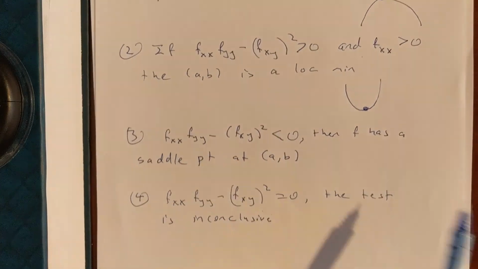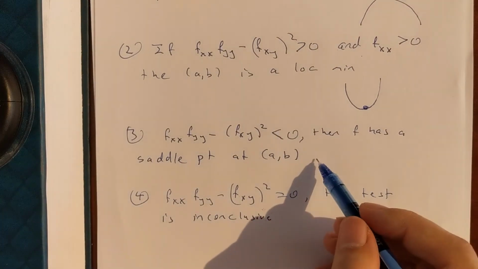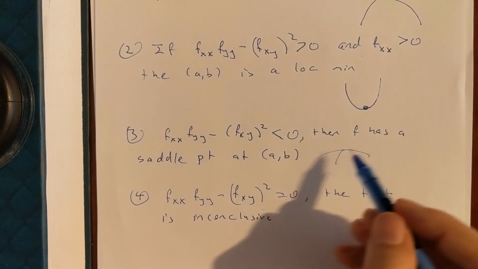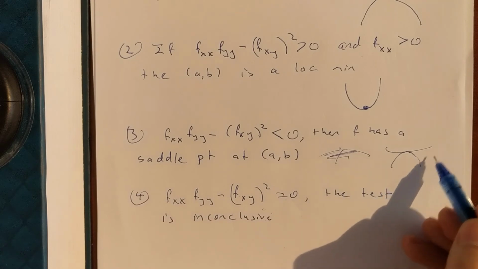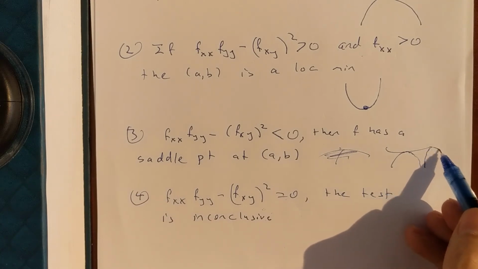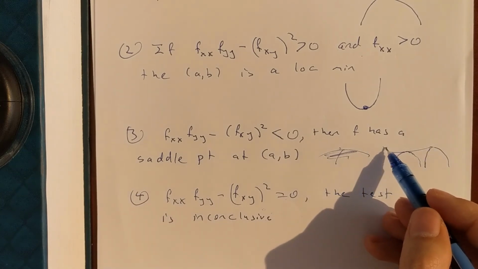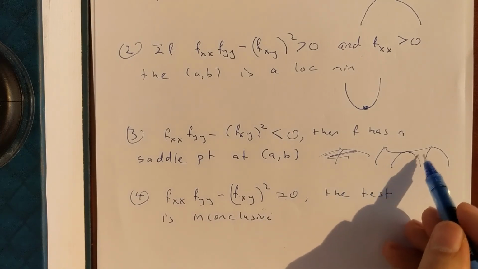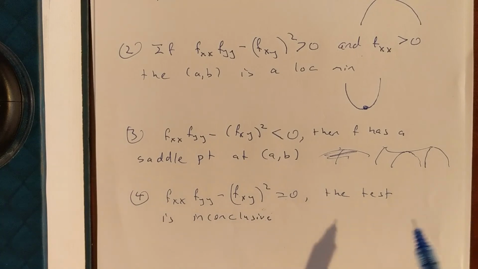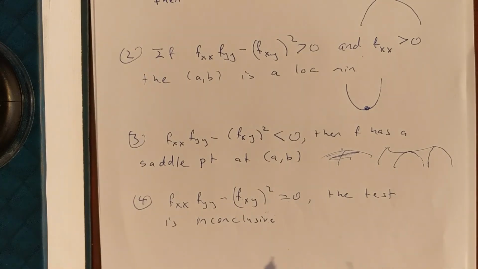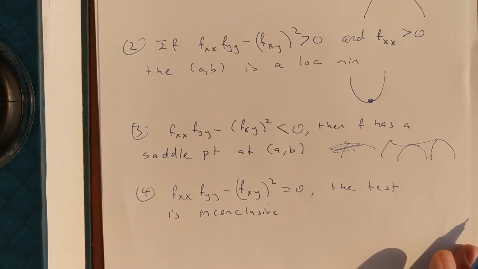If it's less than 0, that means the derivatives are heading in different directions. They're doing weird stuff. Like they're heading like this. You have kind of like a saddle going on. So in that case, this is concave up and this is concave down. Then you have a saddle point, and here when it's equal to 0, you're inconclusive.